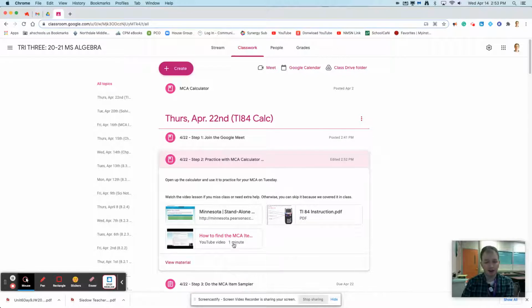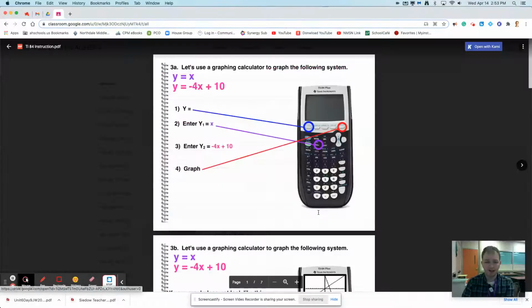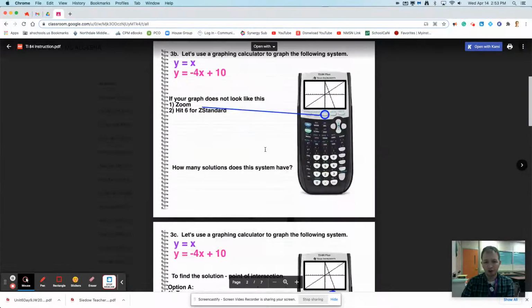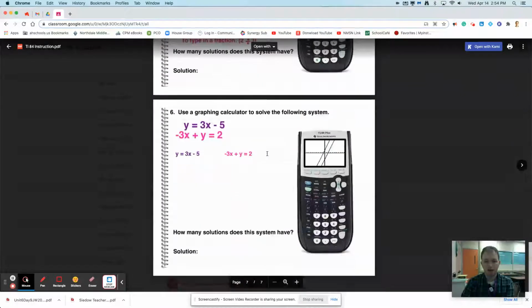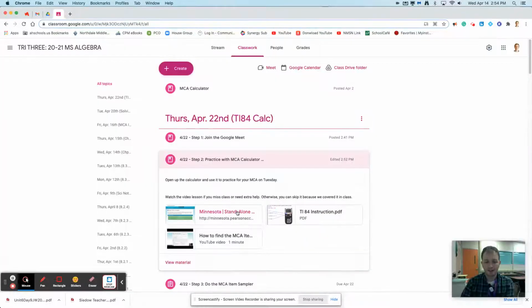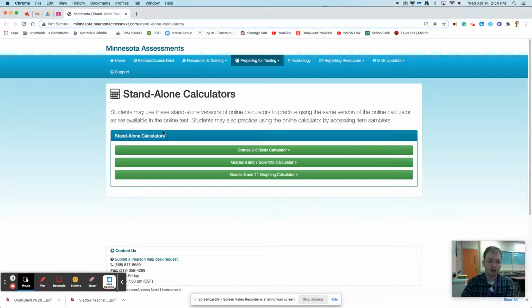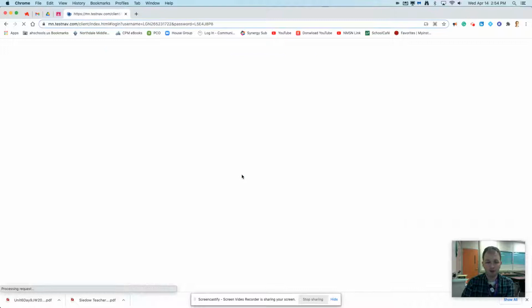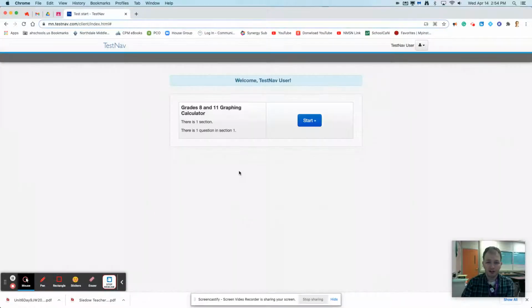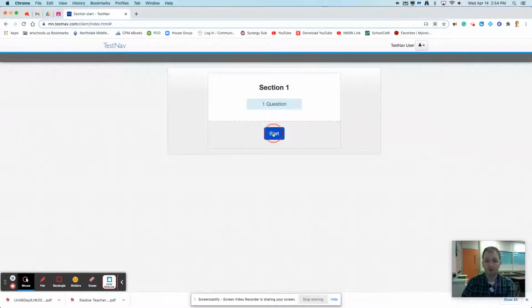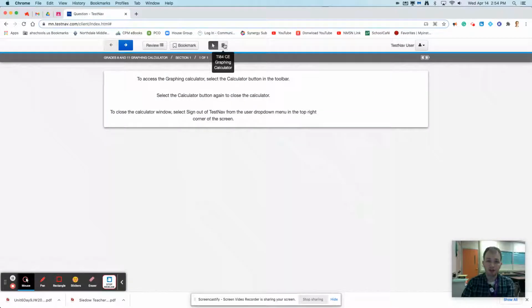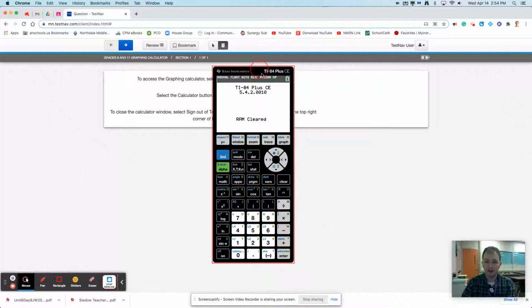You've got your video that you're watching here, the instructions, and the standalone calculator. Let's first take a look at the instructions, a bunch of how-to that I'll be using to walk through step by step. If you click on the standalone calculator, we're in grade 8, so you'll choose the grade 8 graphing calculator, sign in or start, then click on the calculator and it pulls up right there.